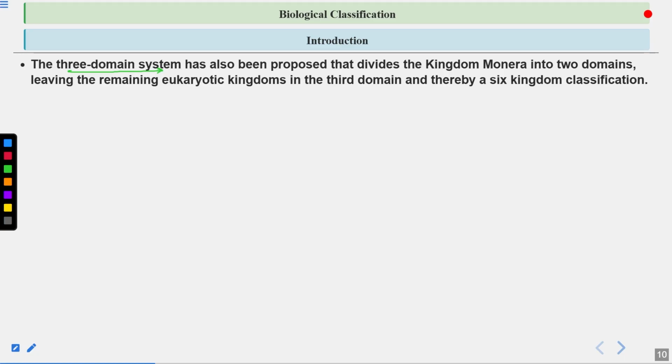So this is also known as 6 kingdom classification, because Monera has been divided into 2 groups further. Okay, so 3-domain classification you can call it, or 6-kingdom classification.